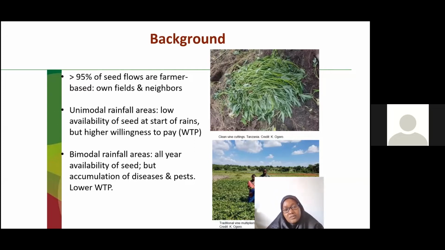And also in bimodal rainfall areas, where they receive rainfall twice a year, this results in availability of seed. But that seed is accumulated with diseases and pests. And because seed is available, people in those areas have a low willingness to pay for it.